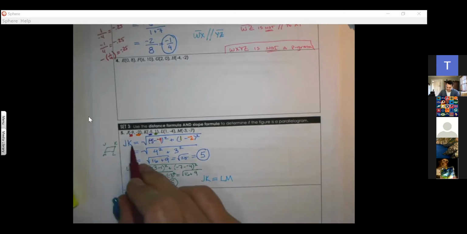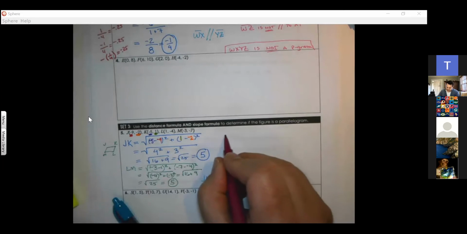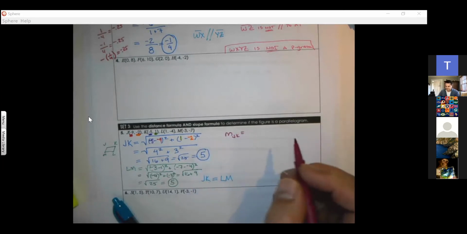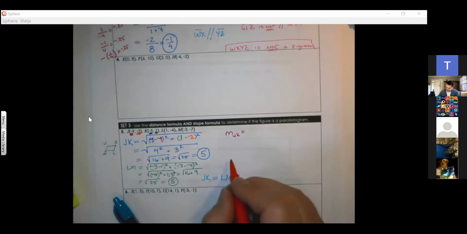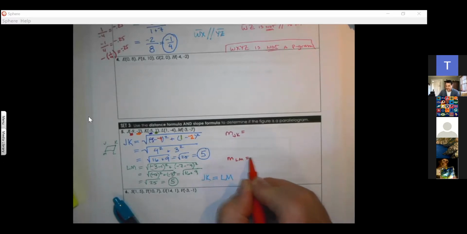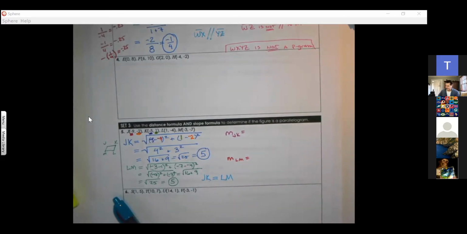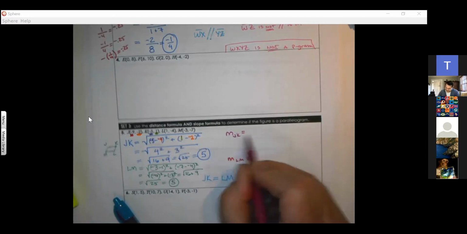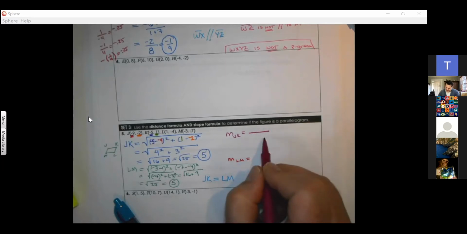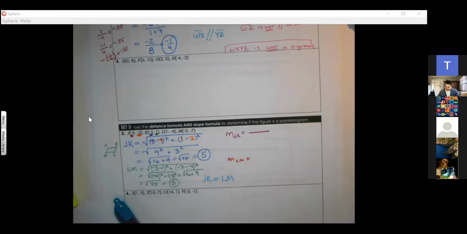So now let's go to the other side over here and let's use the slopes. We still want JK and LM. So we'll say the slope of JK, and we'll compare that with the slope of LM. If we can show those are the same, then that's the second part we need to say these are parallelograms. Slope formula: that's the difference in the y's over the difference in the x's. So I'm going to use the colors again. I'm going to go with y minus y.